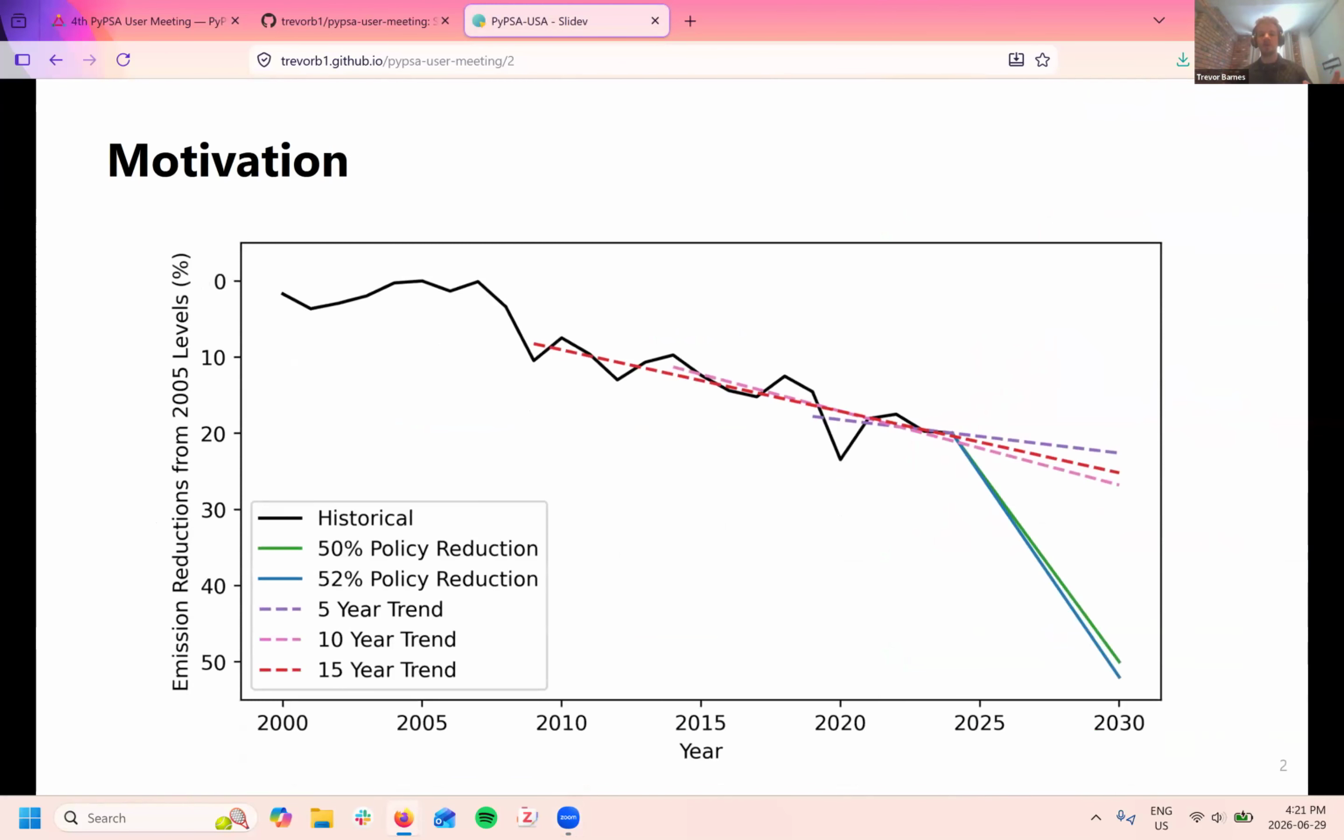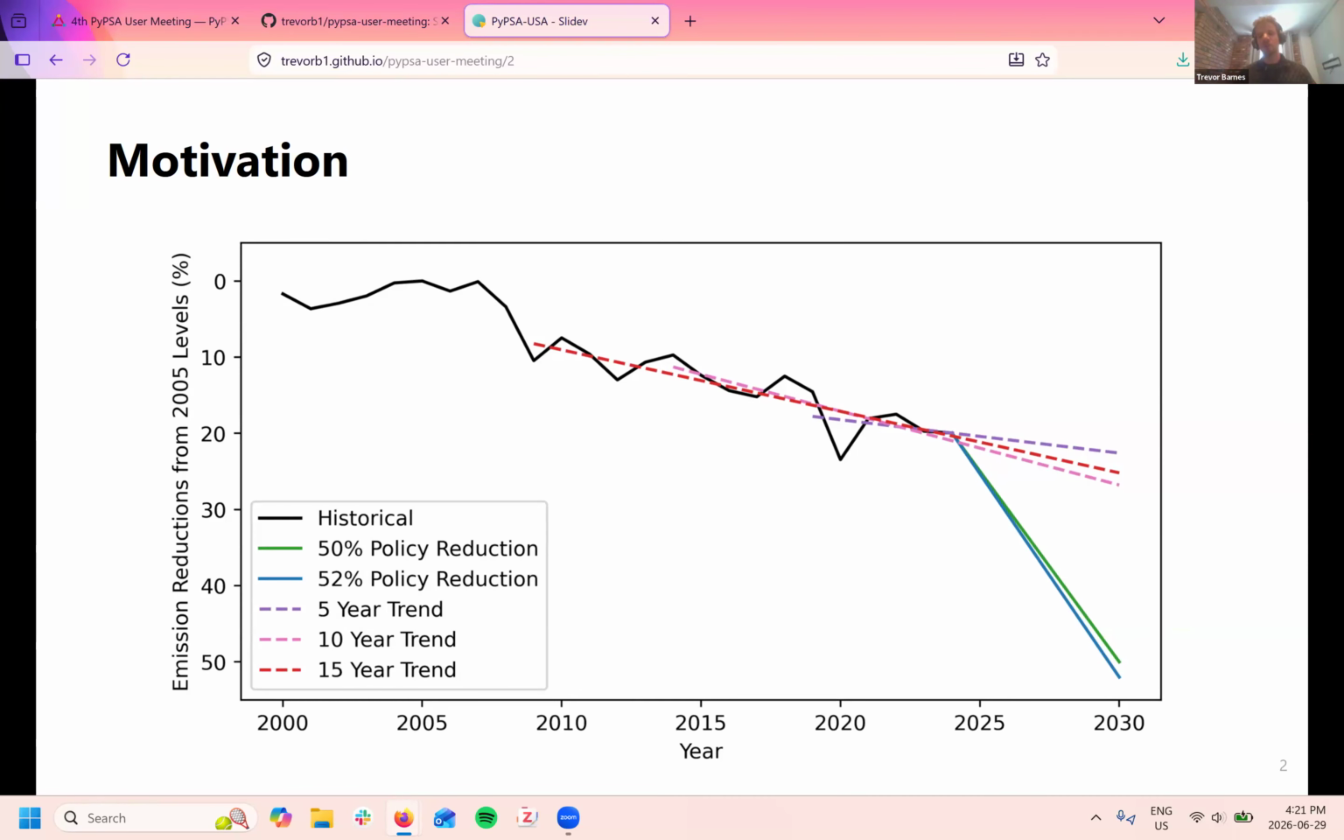So a lot of my research can be motivated by this graph that is shown here. In 2015, at the Paris Agreement, the USA pledged to get a 50 to 52% reduction in emissions from 2005 levels by the year 2030. The historical trend in relation to 2005 levels is shown by the black line, and then the dark blue and green lines show the policy targets as of 2024. So the reductions that are still needed to hit this 50 to 52% reduction, with the dashed lines showing the last 5, 10, and 15-year trends.